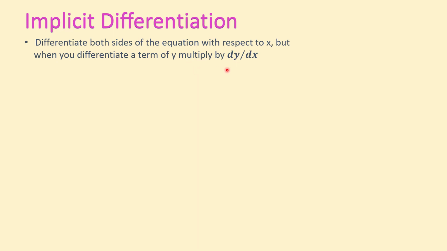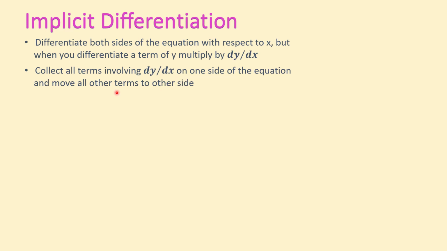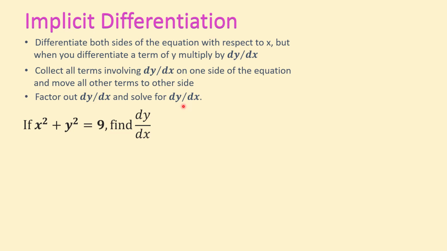The next steps are for isolating dy over dx. Collect all the terms involving dy over dx on one side of the equation and move other terms to the other side of the equation. Then factor dy over dx and solve for dy over dx. Let's try some examples.